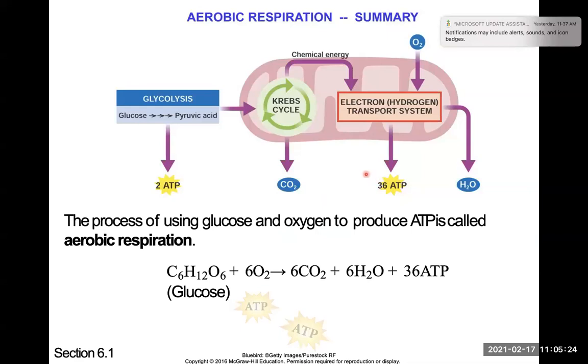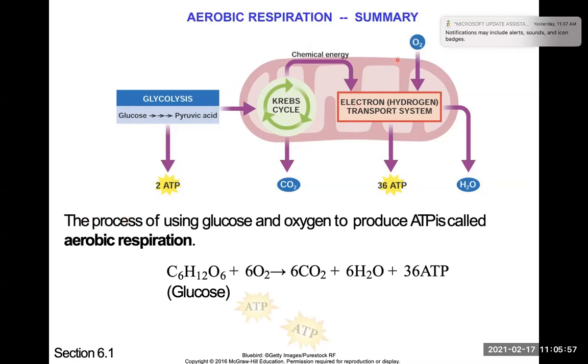Okay, so next thing, if I ask you on the exam, these are the 3 steps of aerobic respiration: glycolysis, Krebs cycle, electron transport system or electron transport chain. Maybe you heard about it before. I usually call it electron transport chain. So if I ask you on the exam, what are the 3 steps of aerobic respiration? You're going to say glycolysis, Krebs cycle, and electron transport chain.